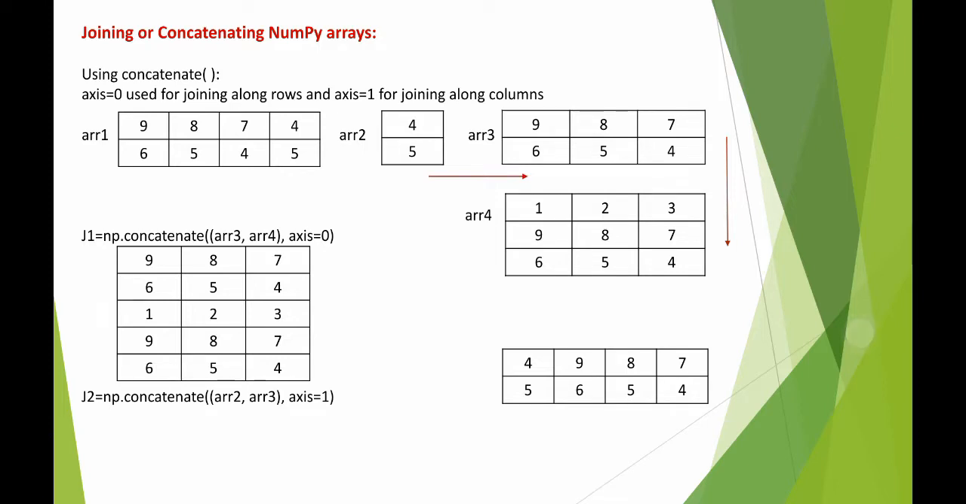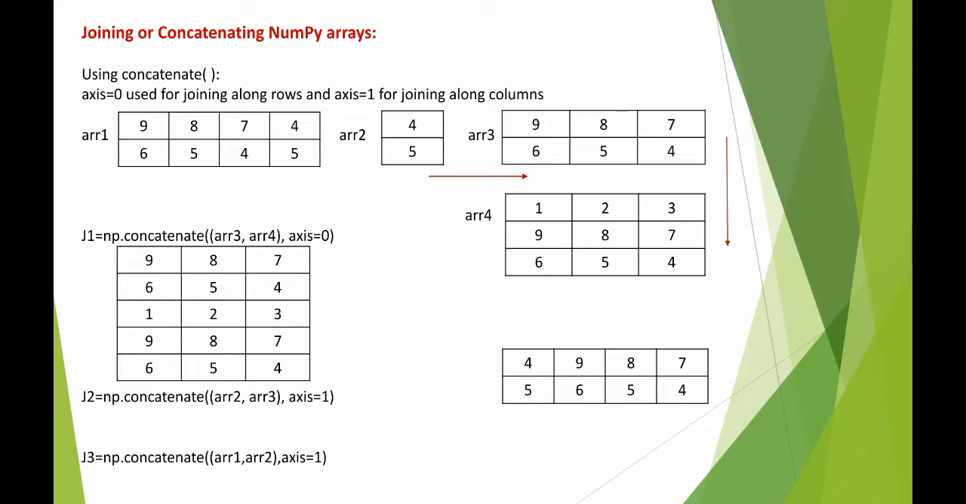Okay. Now if we write this one, J3 is equals to np.concatenate ARR1 comma ARR2 along the axis 1. So here ARR1 and ARR2 are to be concatenated along the axis 1, that is along the columns. So you can see ARR1 is having number of columns as 4 and ARR2 is having number of columns as 1. So if we are going to concatenate, we will be having 5 columns and both of them are having the same number of rows, that is matching row is satisfied.